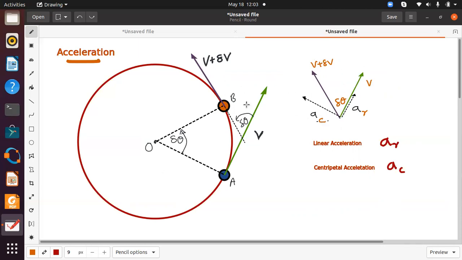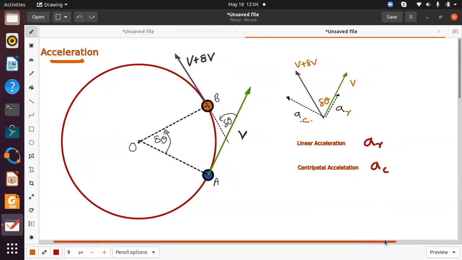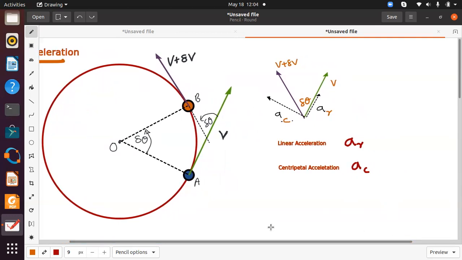You can see that since the direction changes by an amount delta theta, there will be an acceleration. Even though the speed does not change, due to the change in direction there will be an acceleration, because acceleration is defined as the rate of change of velocity. Velocity is a vector, so a vector can change in direction and/or magnitude. So even if only the direction changes, there will be acceleration accompanying it.